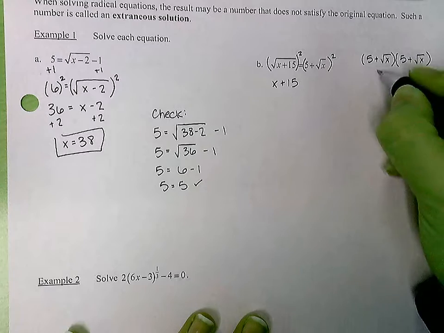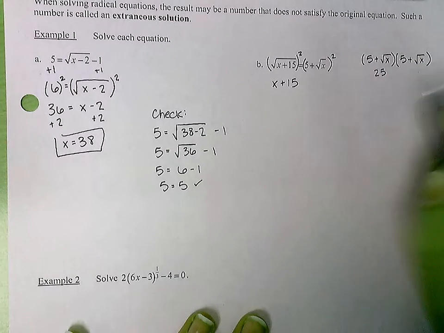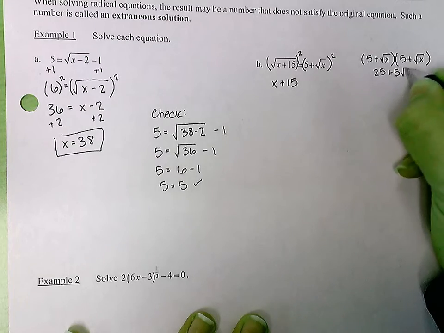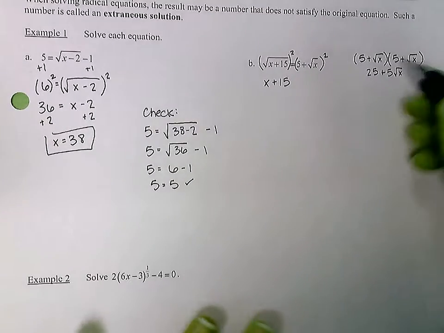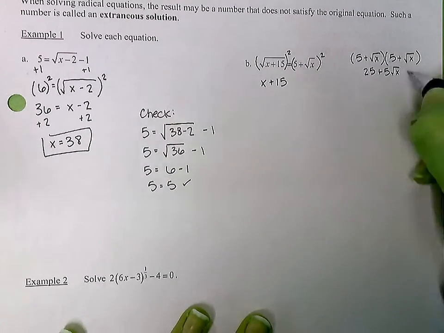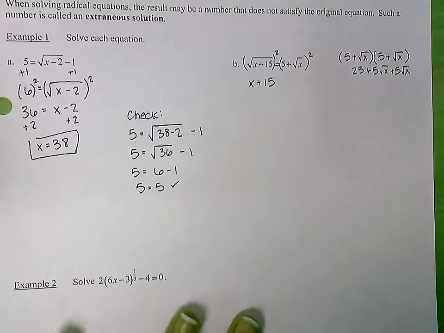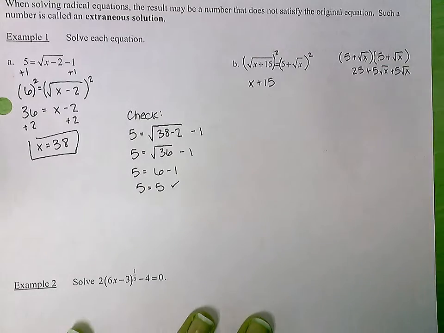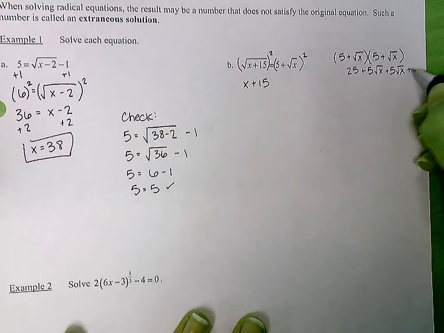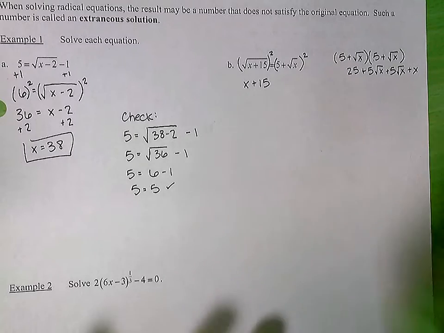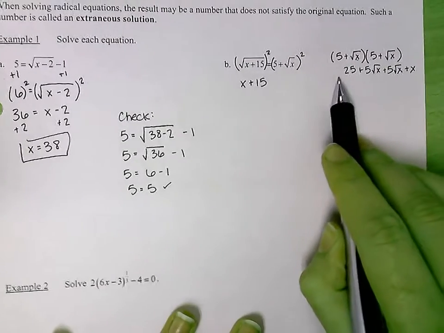So 5 times 5 is 25. 5 times the square root of x is just 5 square root of x. Square root of x times 5 again is 5 square roots of x. And then square root of x times square root of x is just x.